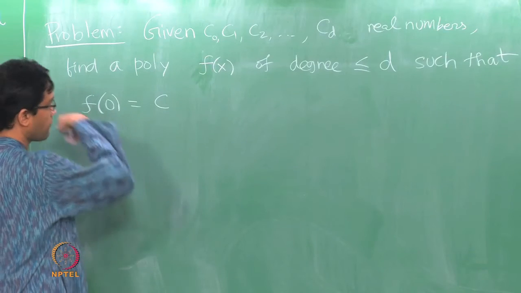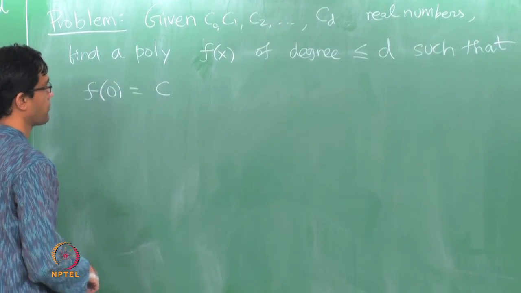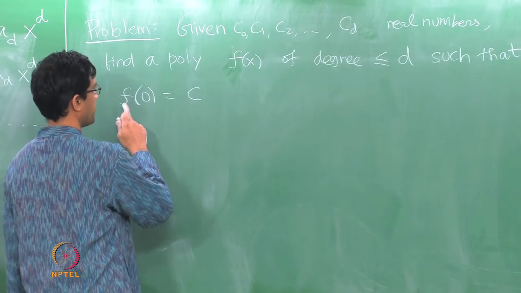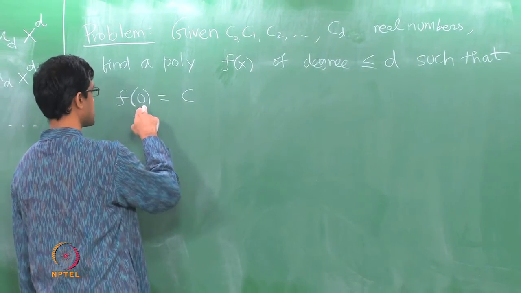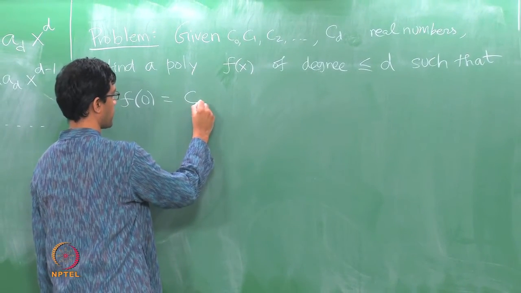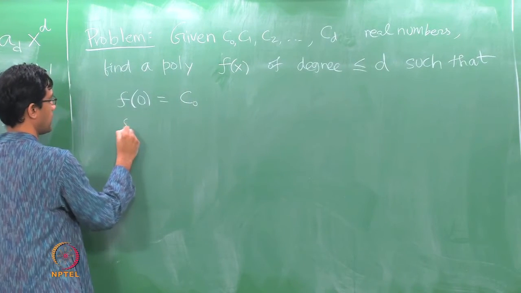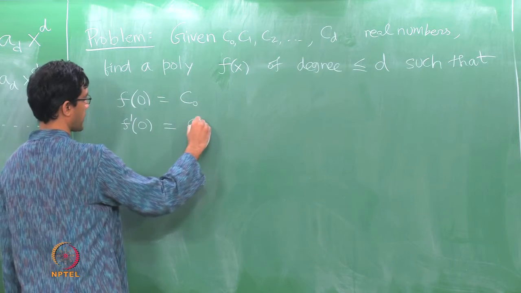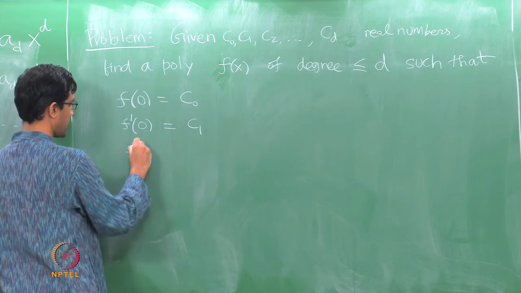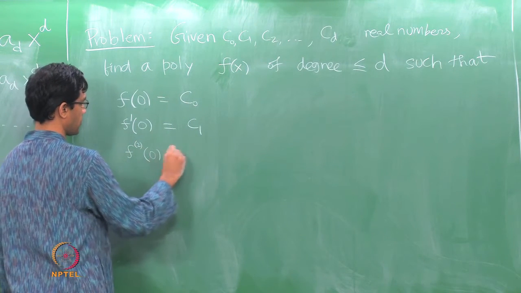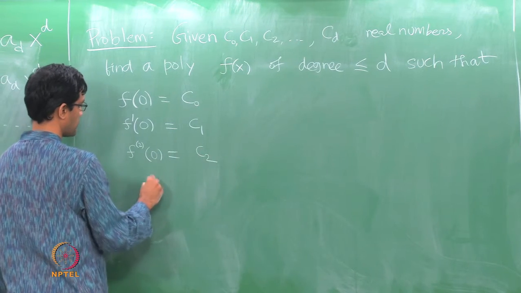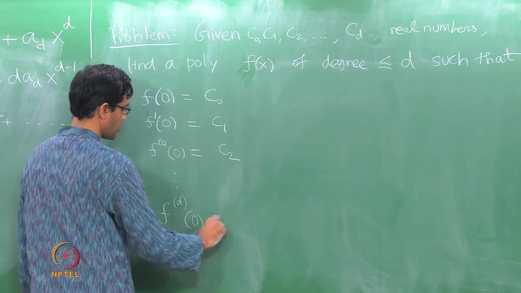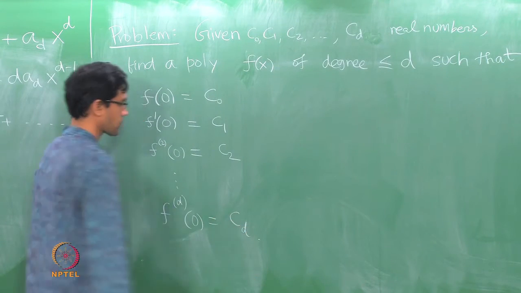So I want the following conditions to be satisfied. I want my polynomial to have degree at most d, and it should be f evaluated at 0. If I plug in x equal to 0, I want it to give me the number C0. If I take the derivative of f and evaluate it at 0, I want to get the number C1. The second derivative evaluated at 0 should give me the number C2, and so on till the dth derivative evaluated at 0 should give me Cd.